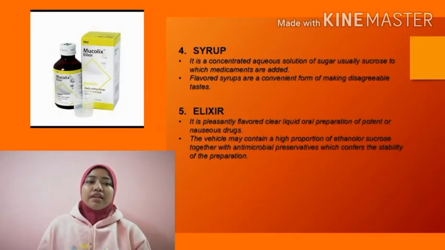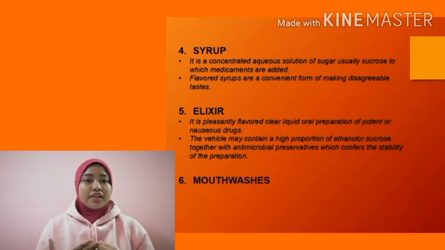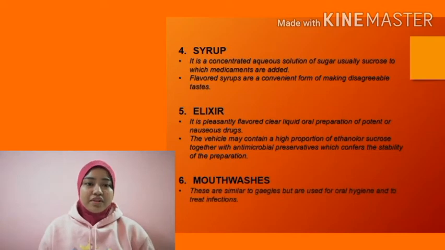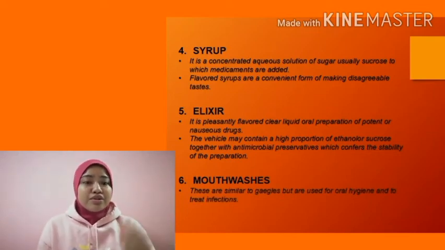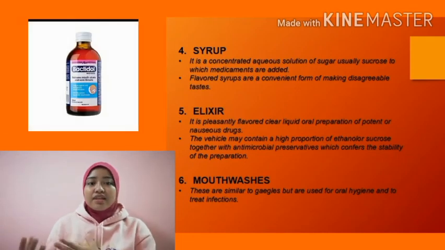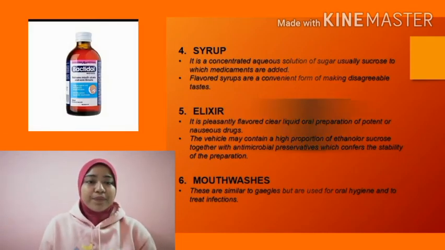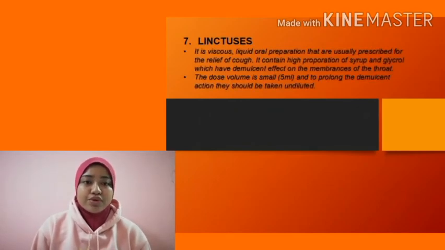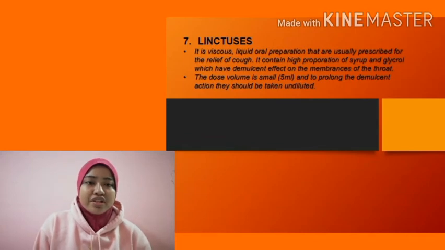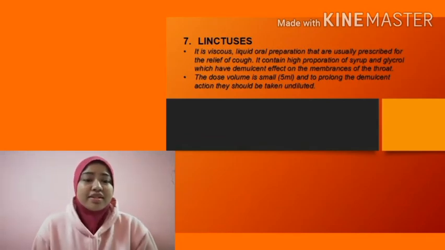This is elixir. Okay, number 6, mouthwash. These are similar to gargles but are used for oral hygiene and to treat infection. This is mouthwash. Okay, number 7, linctus. Linctus is a viscous liquid oral preparation that is actually prescribed for the relief of cough. It contains a high proportion of syrup and glycol. This is linctus.